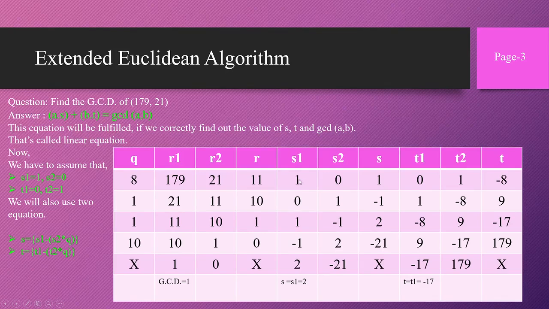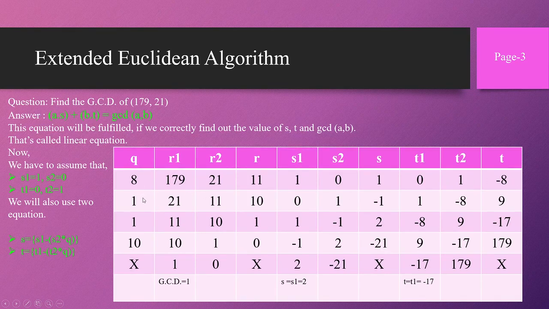Here S1 is equal to 1, so 1 minus S2, which is 0, so 1 minus 0 is equal to 1. Now we have to find the value of T. T is equal to T1, the 0, minus T2, 1 into 8, which is equal to minus 8.